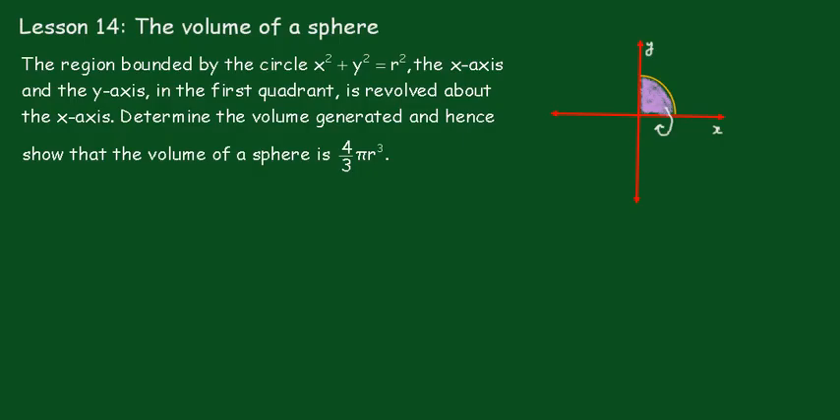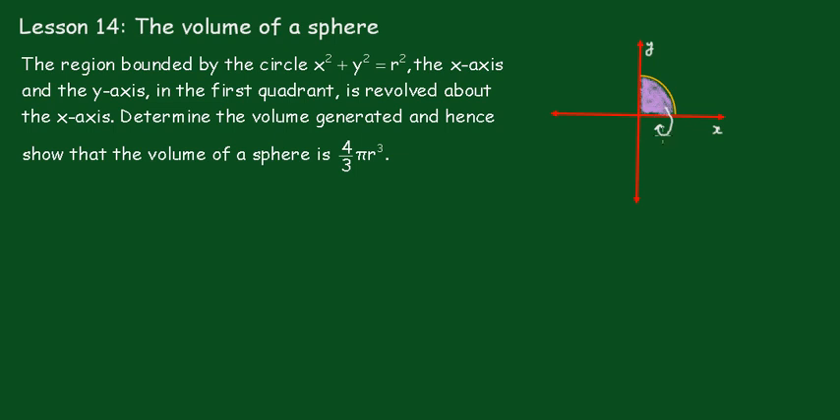Lesson 14, the volume of a sphere. Now, the region bounded by the circle x squared plus y squared equals r squared, this one here, the x-axis and the y-axis in the first quadrant is revolved around the x-axis, as indicated. We have to determine the volume generated, and hence show the volume of the sphere is 4/3 pi r cubed.